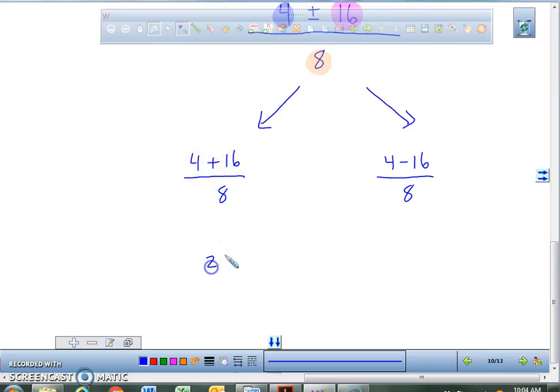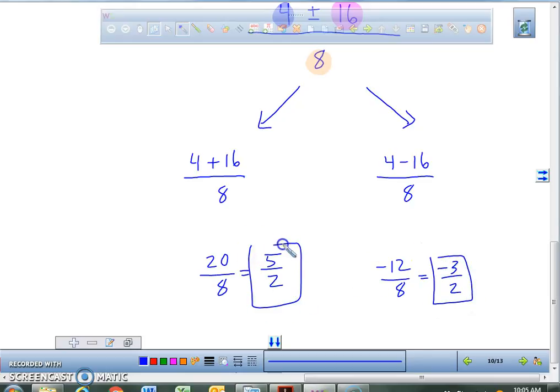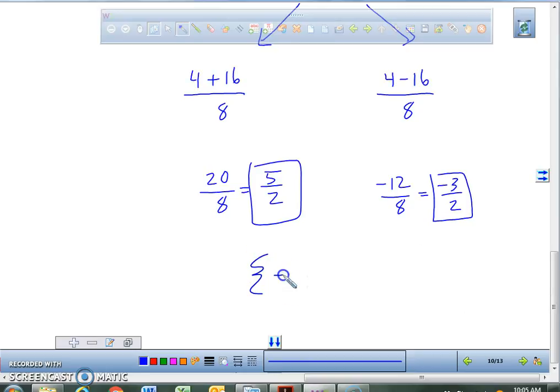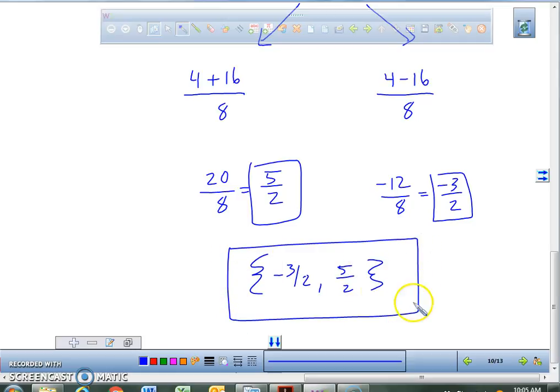4 plus 16 is 20 over 8. 4 minus 16 is negative 12 over 8. And yes, both of these can be reduced because they're divisible by 4. So it gets us what? 5 over 2, and negative 3 over 2. Now, our solution set, everybody, is negative 3 over 2, comma, 5 over 2. Those are the roots. That's where it crosses the x-axis. All right, that's our answer.